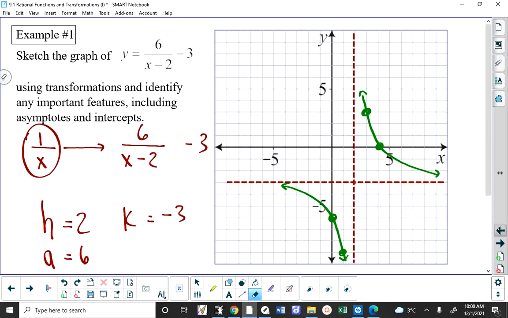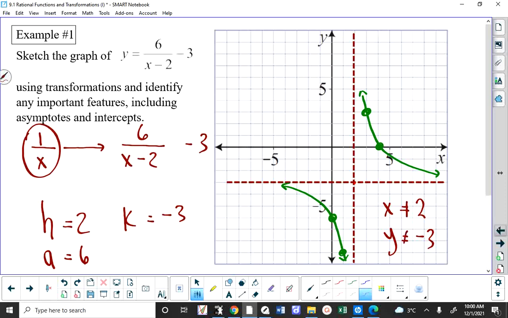Domain and range. X is not equal to 2. Range, y is not equal to negative 3. Sorry, my brain stalled there for a second.